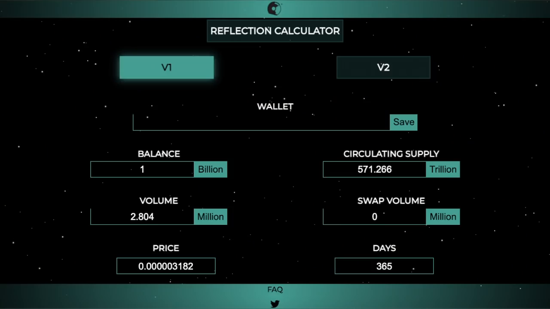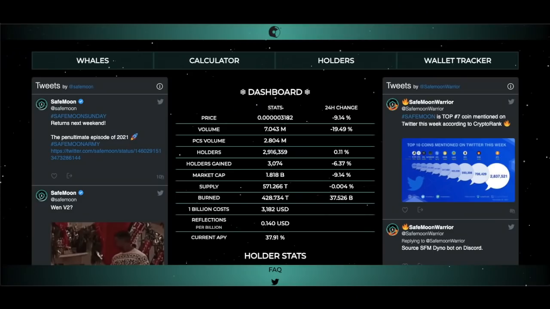If you are looking for a good calculator to give you a general idea of what your reflections could theoretically look like, one of my personal favorites is Glubiz calculator on his website safemoonglubiz.com. He is one of my favorites due to its easy to use interface.